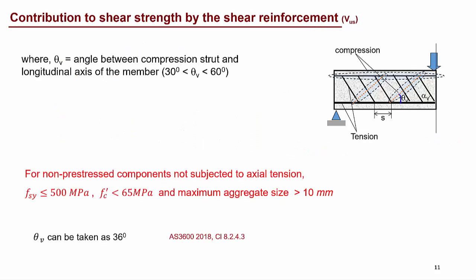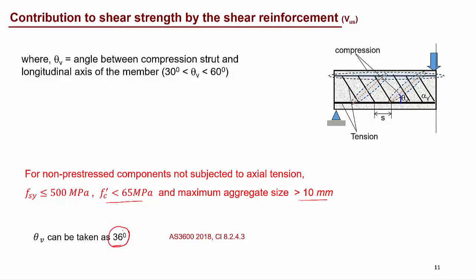Now to find theta v, that is the angle of the compressive strut, as we mentioned before, if the yield strength of the steel is less than or equal to 500 megapascals, if your compressive strength of the concrete is less than 65 megapascals, that's the normal concrete, and if its aggregate size is greater than 10 millimeters, we can use the simplified method to find kv, and also in that simplified method we can take theta v as 36 degrees as well. So in our normal cases, using normal concrete, we can use the simplified method where theta v can be taken as 36 degrees as well.